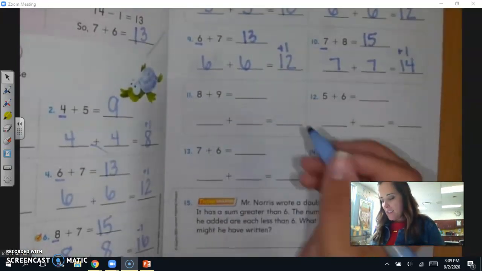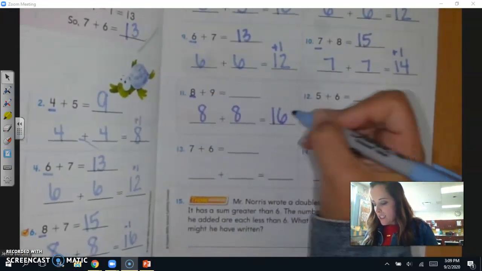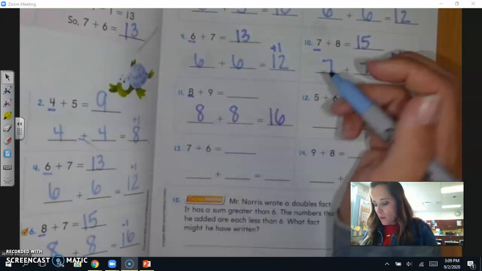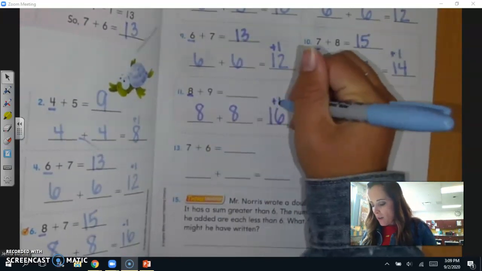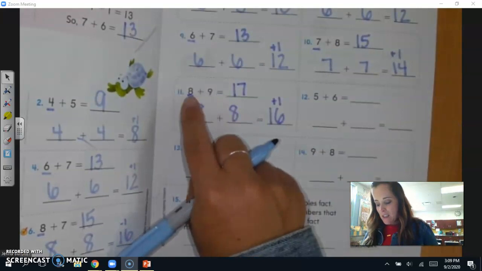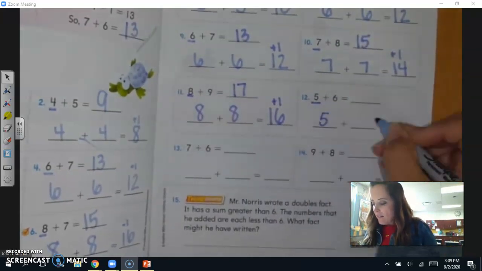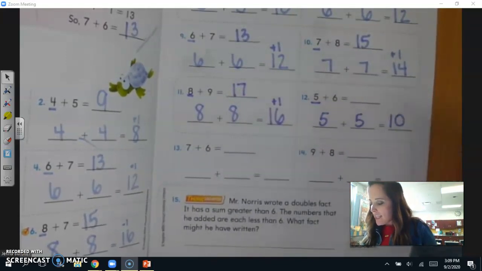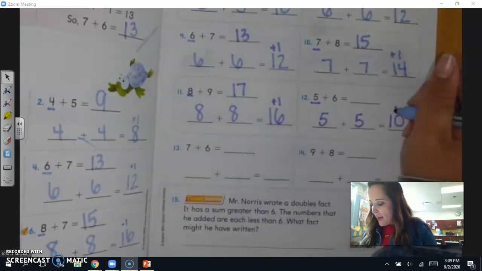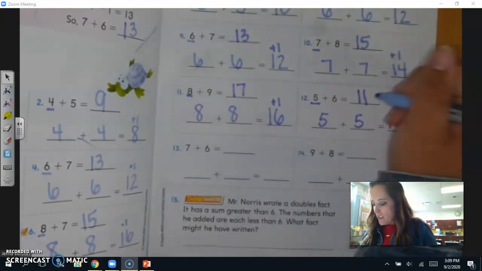Number 11, 8 plus 9, underline that 8. 8 plus 8 equals 16. I am going to add 1 more to make it 17 because 8 is smaller than 9. 5 plus 6, underline that 5. 5 plus 5 equals 10. I am going to add 1 because 6 is bigger than 5. 10 plus 1 equals 11.